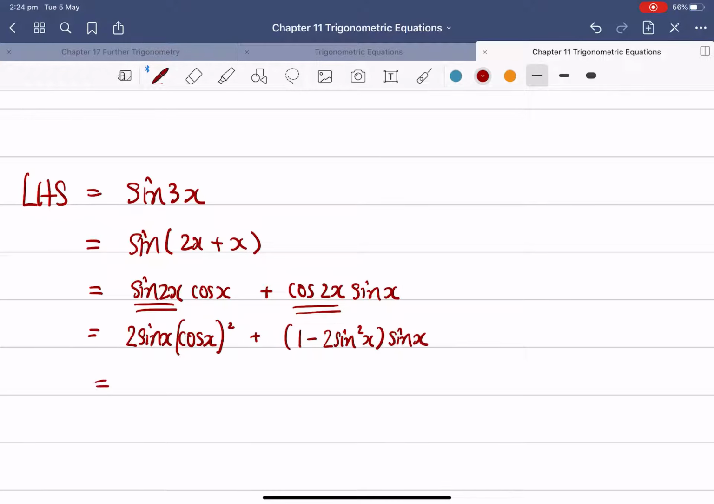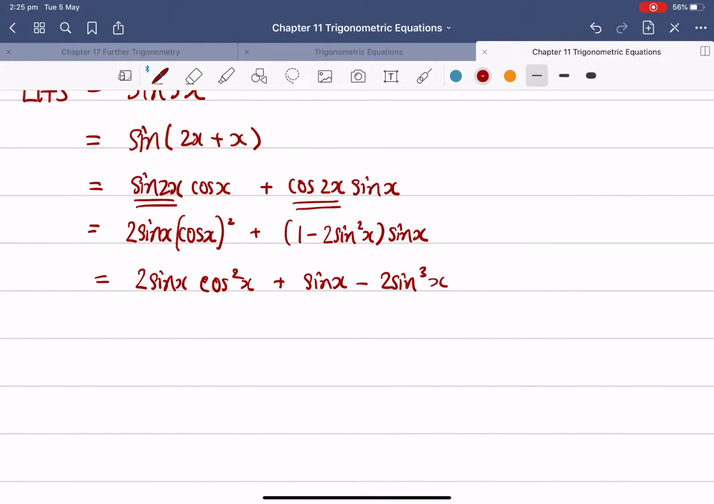After doing that, you get 2 sine x cosine squared x plus sine x minus 2 sine cubed x. That's pretty good, at least we've got a cubic. Keep going. Now how do we change that? Using Pythagorean identities, you get 2 sine x times the bracket 1 minus sine squared x. As you can see, just one simple question takes that many steps to do. So now you can expand.